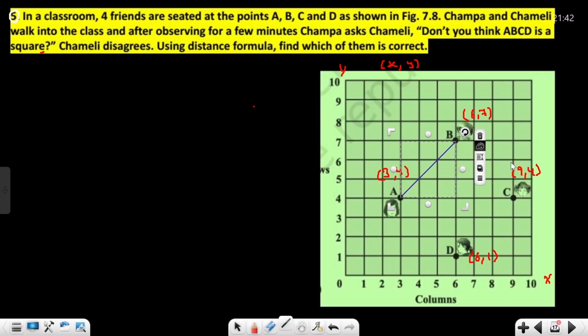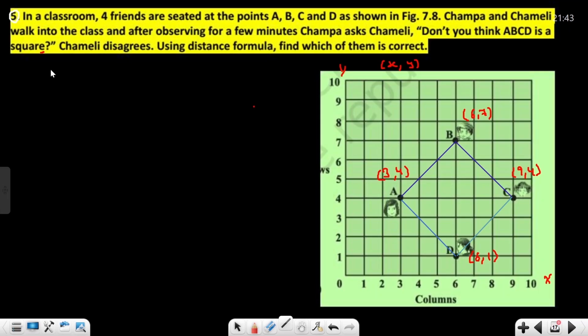and B to C, and C to D, and from D to A. It's our target. So our target is to find the values of AB, BC, CD and DA. If all values are equal, it means it is a square.